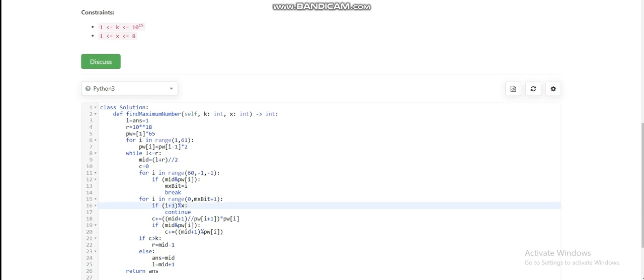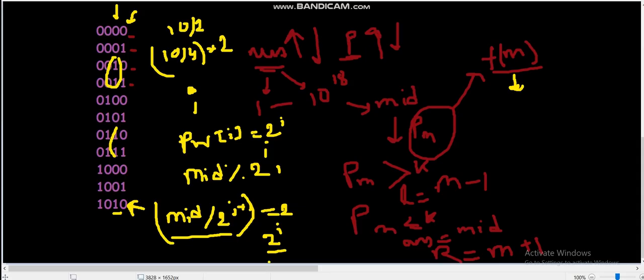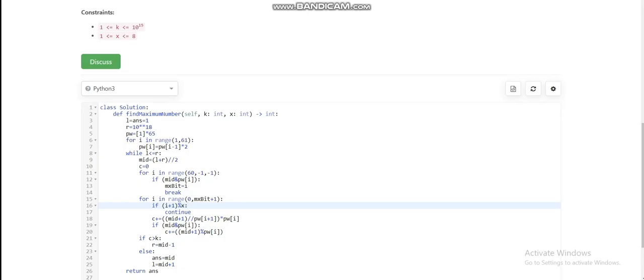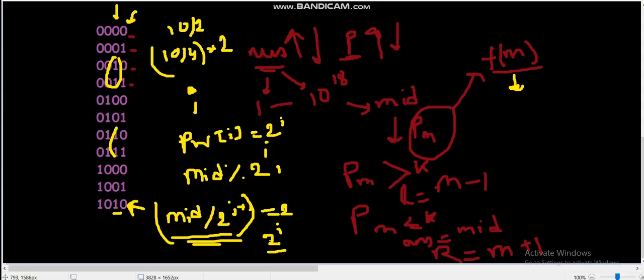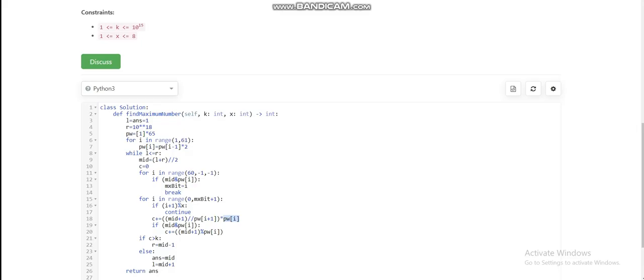Else we are finding mid plus 1 divided by power of I plus 1 to find the number of groups, and we are multiplying it by the number of ones in each group, 2 to the power I. That I have already explained. Now if the ith bit is set in mid, we'll do mid plus 1 modulo power of I. That's what I have explained for the last group, the number of ones in the last group. And if c is greater than k, we'll just check in our left range, and if it is less than or equal to k, we'll check in our right range, and at the end we return the answer.